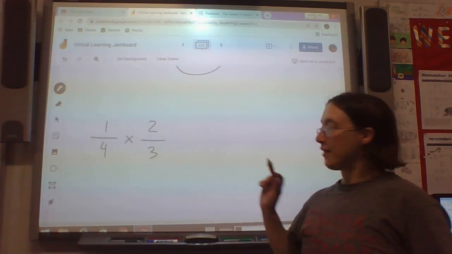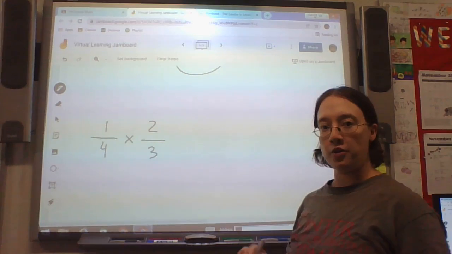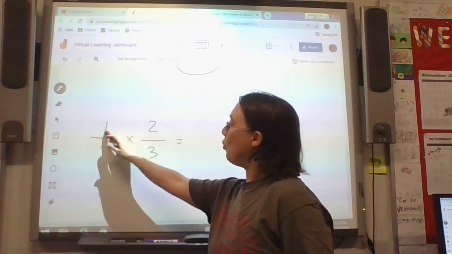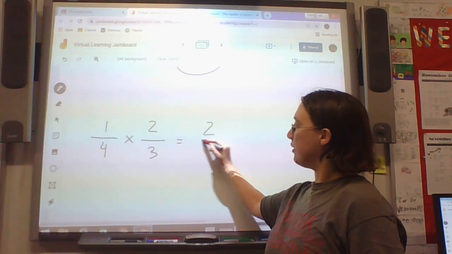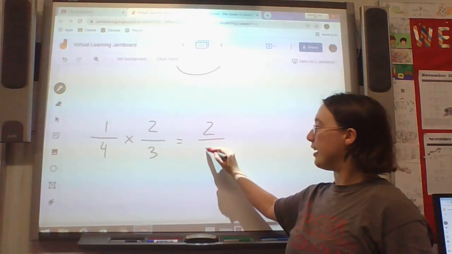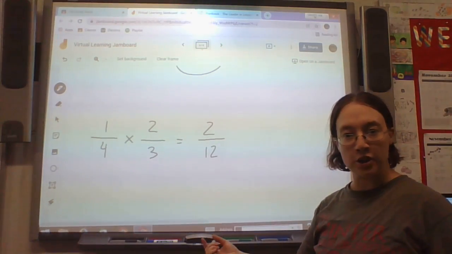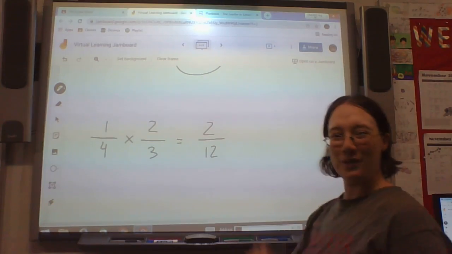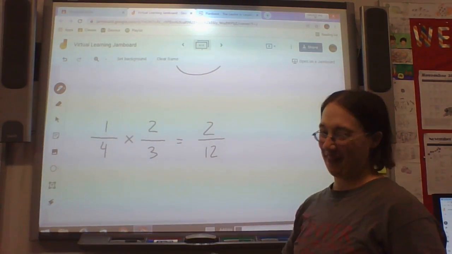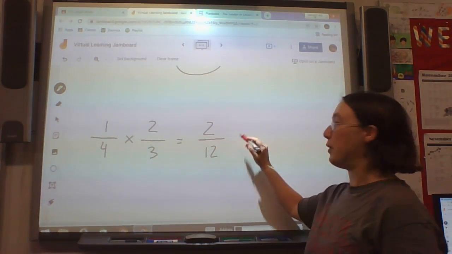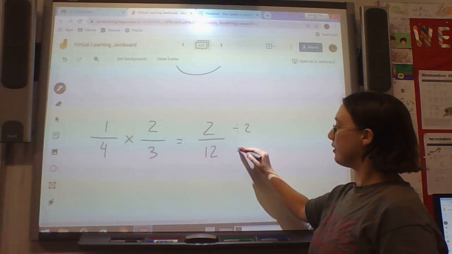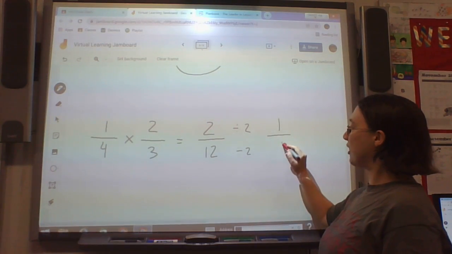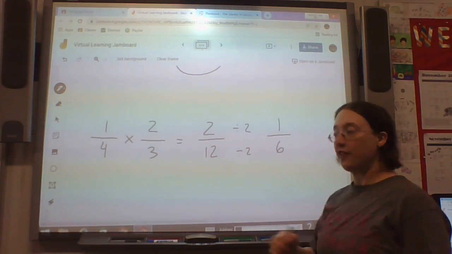Now, it gets a little bit more complicated if we do need to reduce it at the end, and there are two ways to deal with that. We could either take 1 times 2 and get 2, and 4 times 3 and get 12, and then reduce, and that's fine. So what goes into both 2 and 12? Hopefully you said 2, because really your only options for things that go into 2 are 1 and 2, and 1's not going to do anything. So we're going to divide these by 2. 2 divided by 2 is 1. 12 divided by 2 is 6. So that's one way, and it gets 1/6.